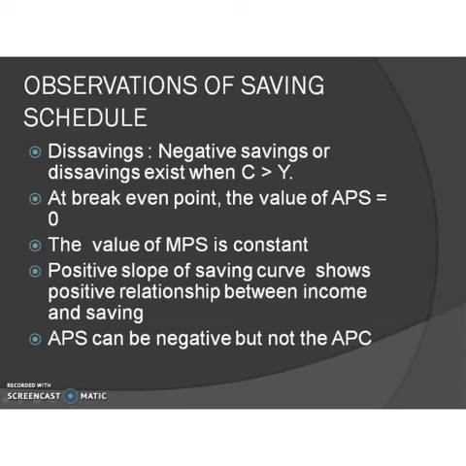Then we have assumed that the MPC remains unchanged. On this assumption, the consumption curve, that is C, would be a straight line. If MPC is not assumed to be constant, the consumption curve would be a curved line. So this was about the consumption and saving functions and consumption and saving schedule and curve.